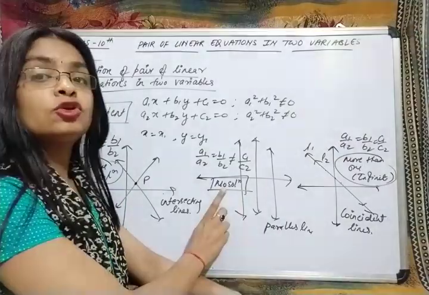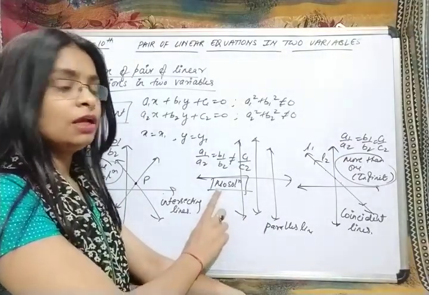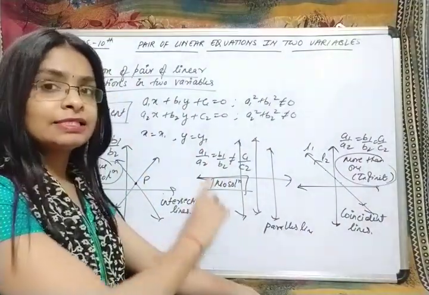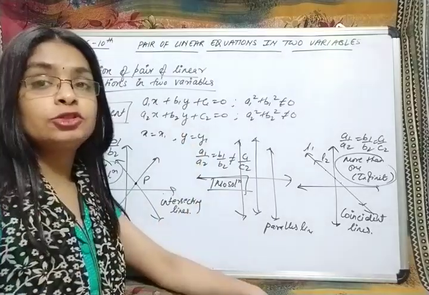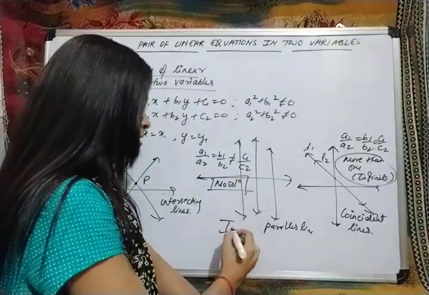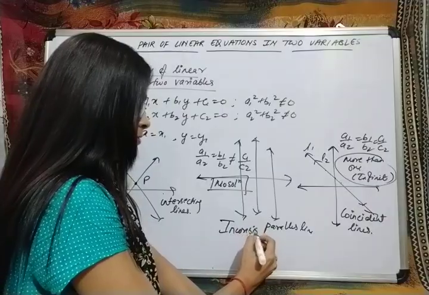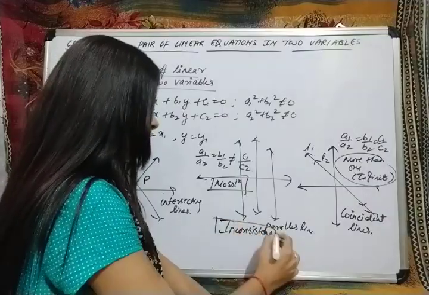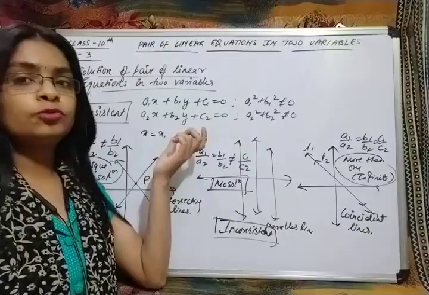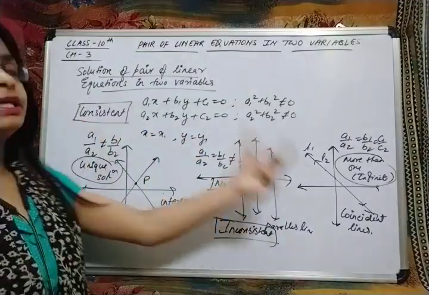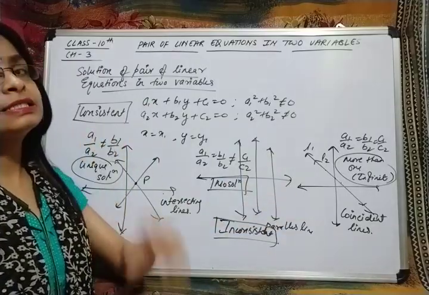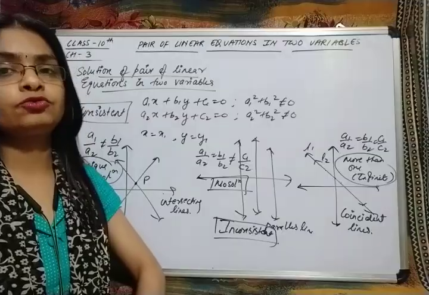And if we are getting no solution, then we say that this type of pair of linear equations in two variables is said to be inconsistent. When we get no solution for the pair of linear equations in two variables, they are said to be inconsistent, and where we get solutions, either one or infinite, we say it is a consistent pair of linear equations in two variables.